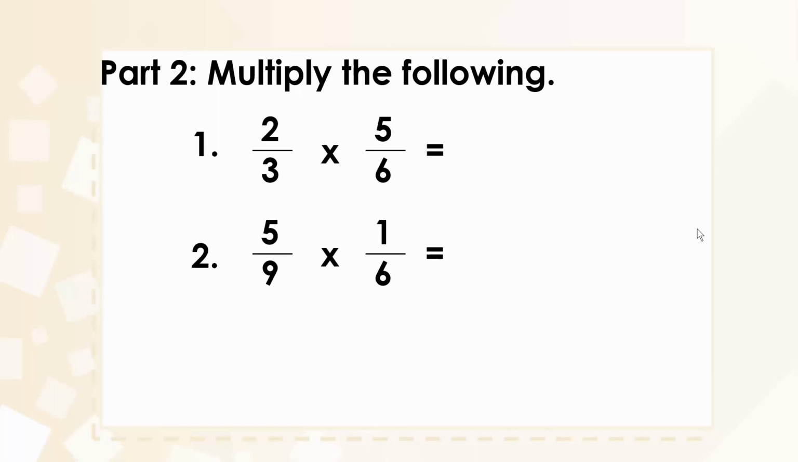Part 2. Multiply the following. Number 1. 2/3 times 5 over 6. Number 2, 5 over 9 times 1 over 6. And number 3, 2 and 1/2 times 1/2.